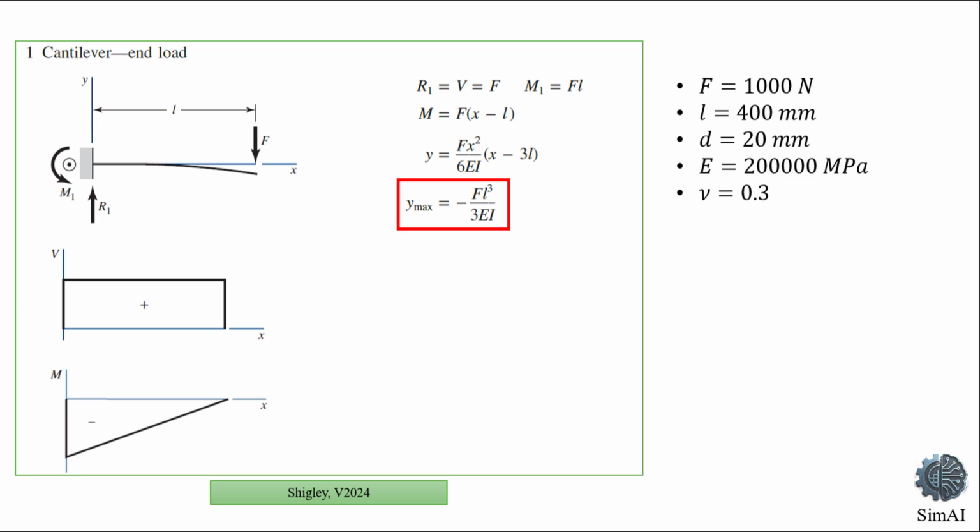Hello everyone, today we are going to verify a classical structural problem from the Shigley's Mechanical Engineering Design textbook, the deflection of a cantilever beam with a concentrated end load. As shown in this slide, we are analyzing a 400 mm steel beam fixed at one end.